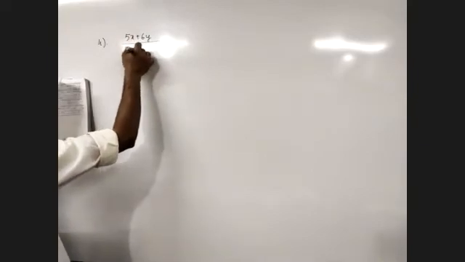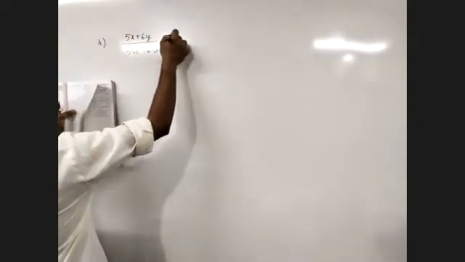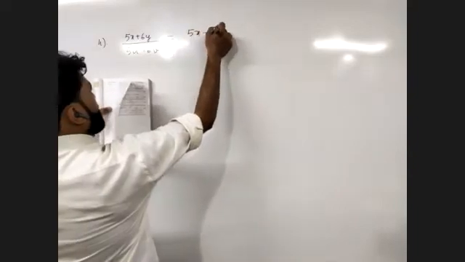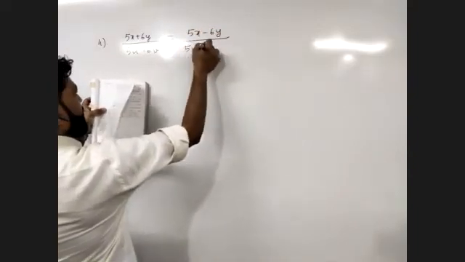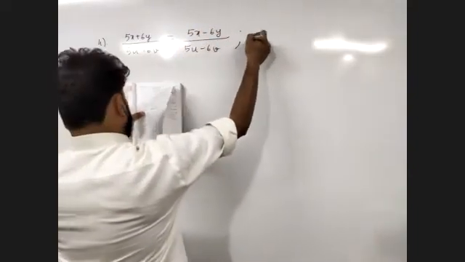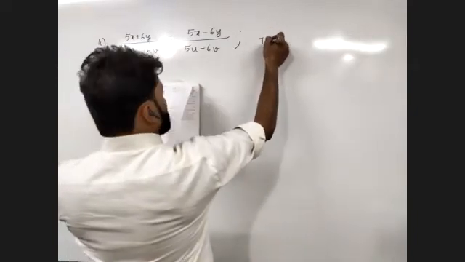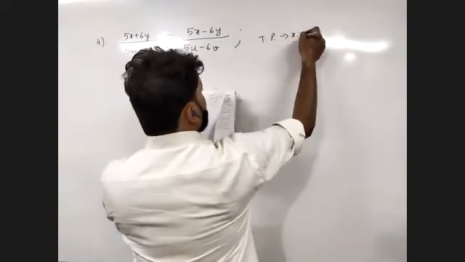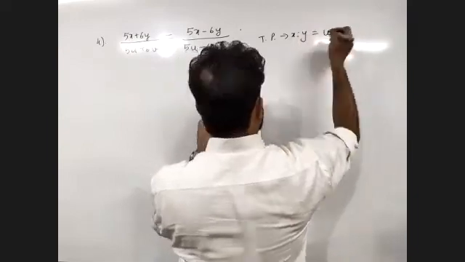Look for the fourth question. 5x plus 6y upon 5u plus 6v is equal to 5x minus 6y upon 5u minus 6v. This is given to us. And we need to prove that x is to y is equal to u is to v.